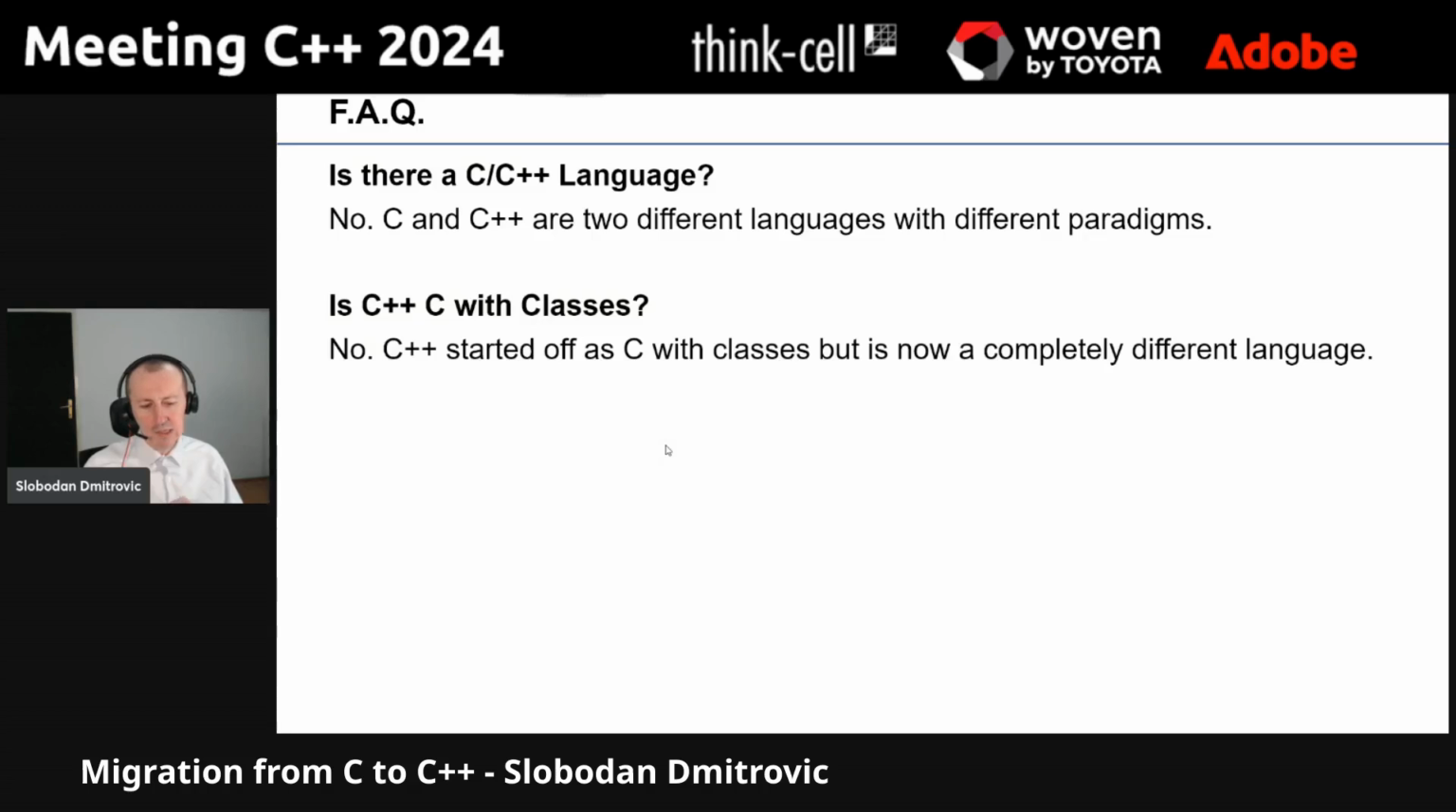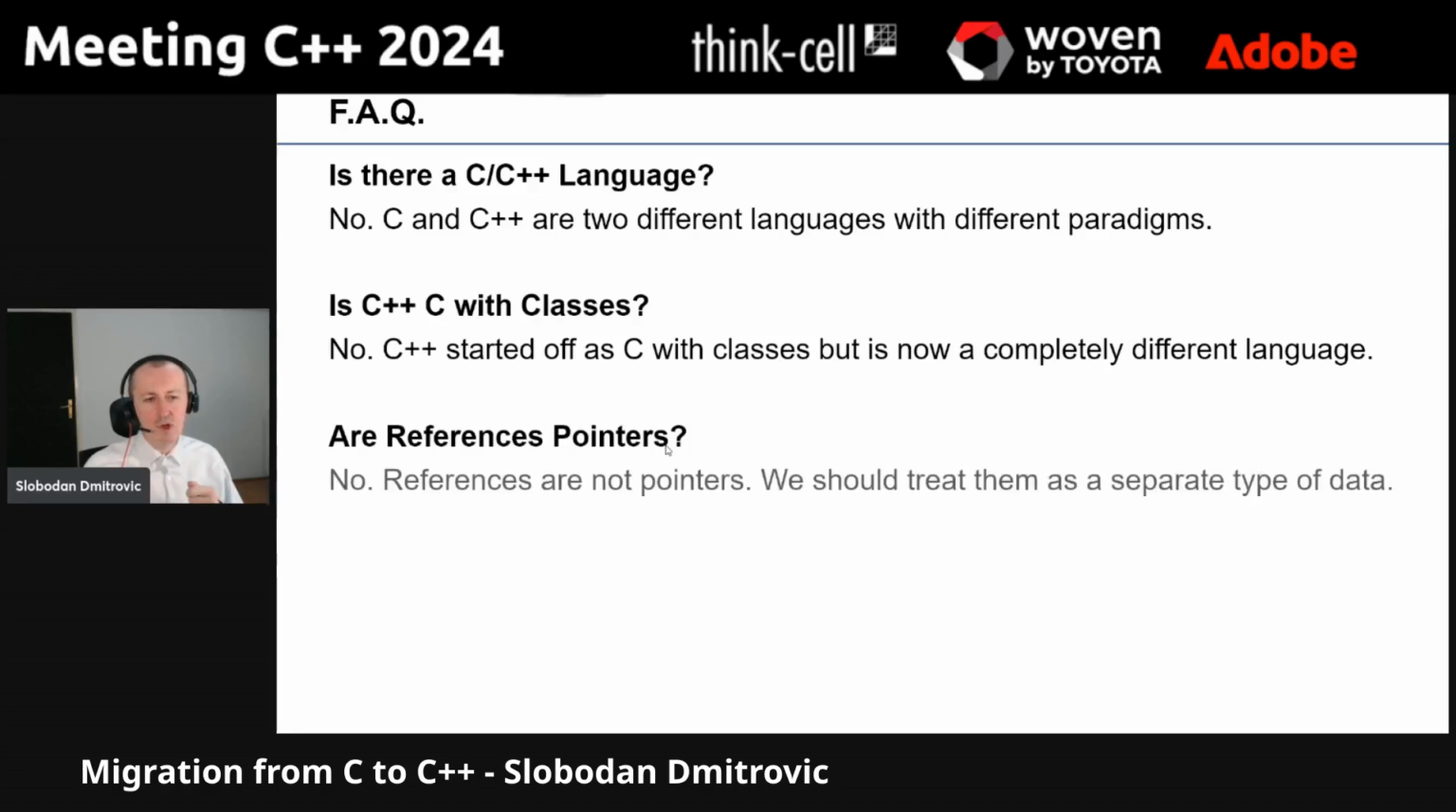Often people with an extensive C background, when they encounter references, ask me, are references pointers? And I like to tell them, no, they are not pointers. References are a different kind of type specific to the C++ language. So we should treat them as that. They are types whose variables are basically aliases for something that is already there in memory. And we also use references to extend the lifetime of temporary objects, etc., etc.